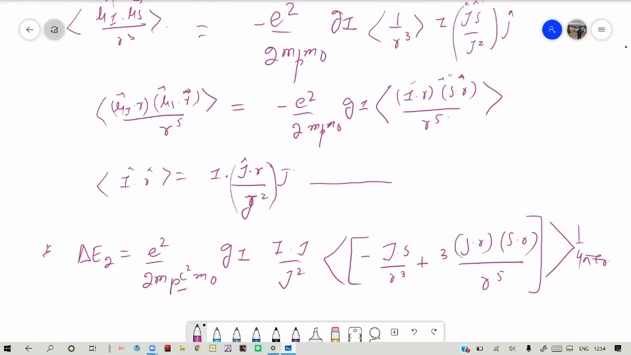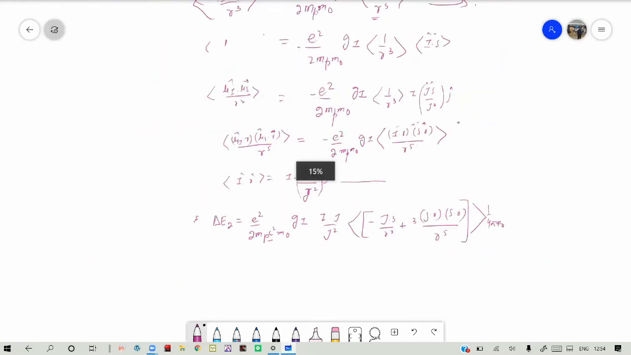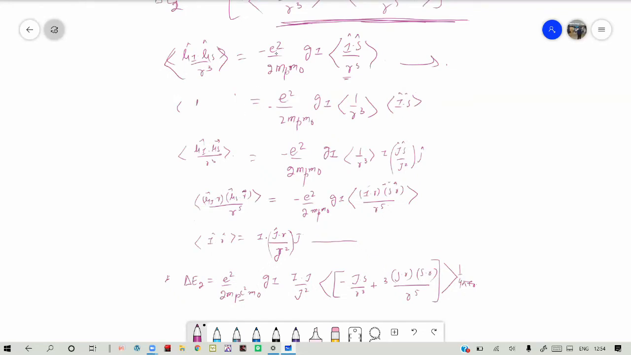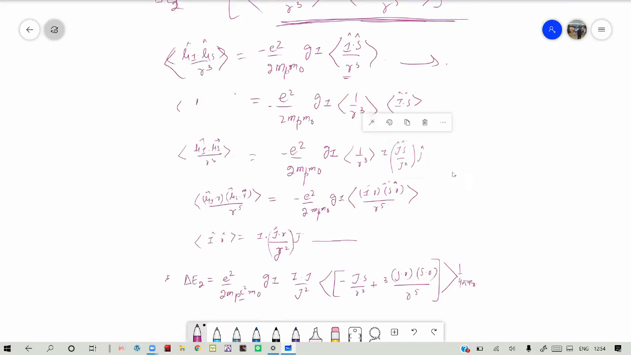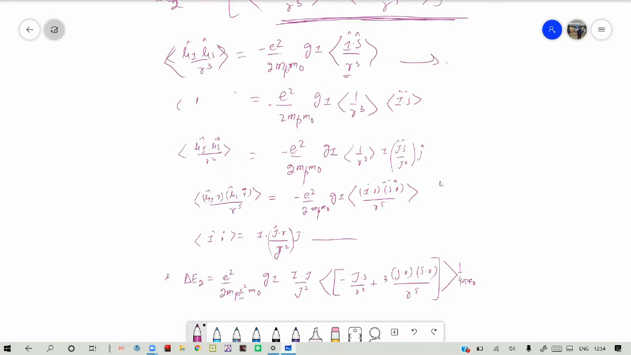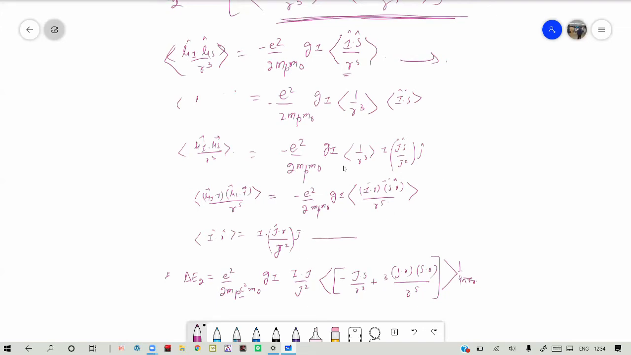Just see the equations once again, if you can see. What I have done, I have taken this term common, and this minus j dot s from mu I dot mu s divided by r cube. Here it is j dot s. Yes, here it is. And then this j is here, I dot j. Okay.